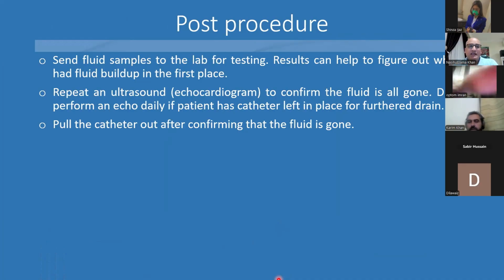Post procedure, send fluid samples to the lab for testing. Of course, results can help to figure out why the patient had fluid buildup in the first place. Repeat an ultrasound echocardiogram to confirm the fluid is all gone. The doctor will perform an echo daily if the patient has a catheter left in place for further drainage. Pull the catheter out after confirming that the fluid is completely gone.